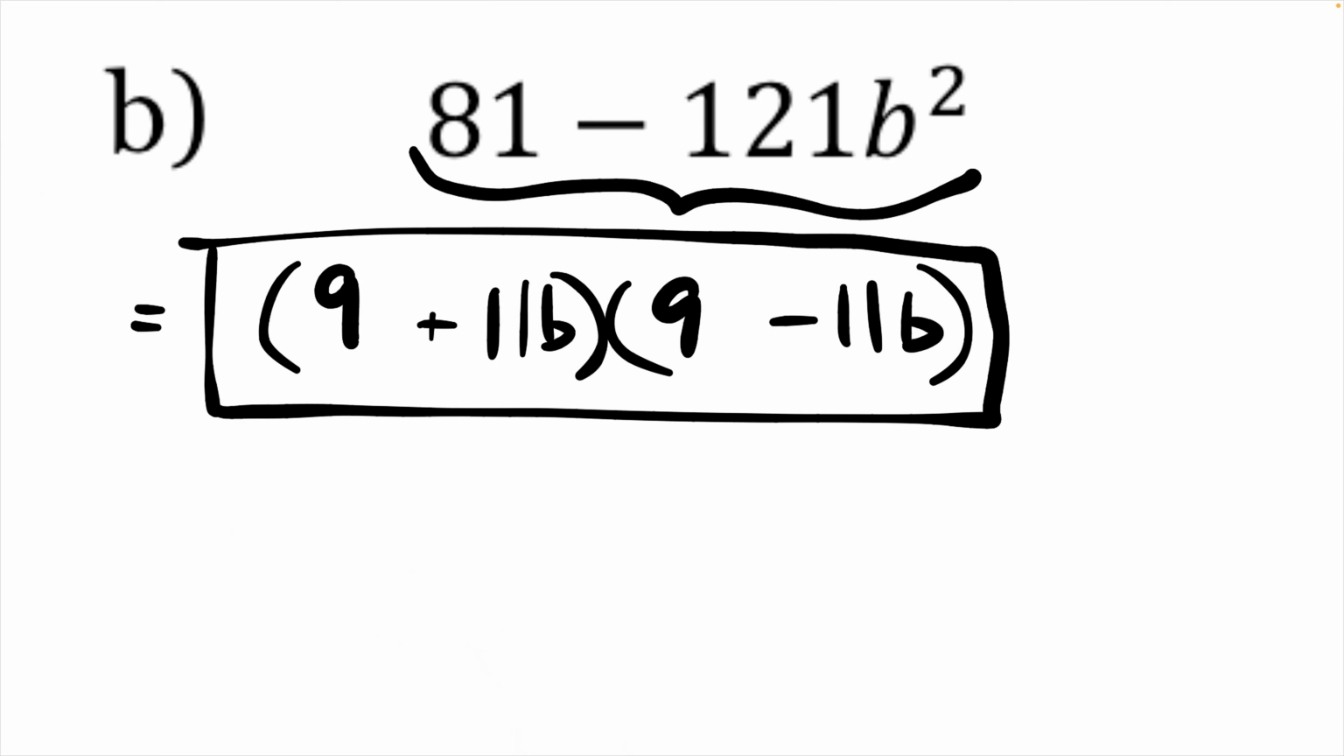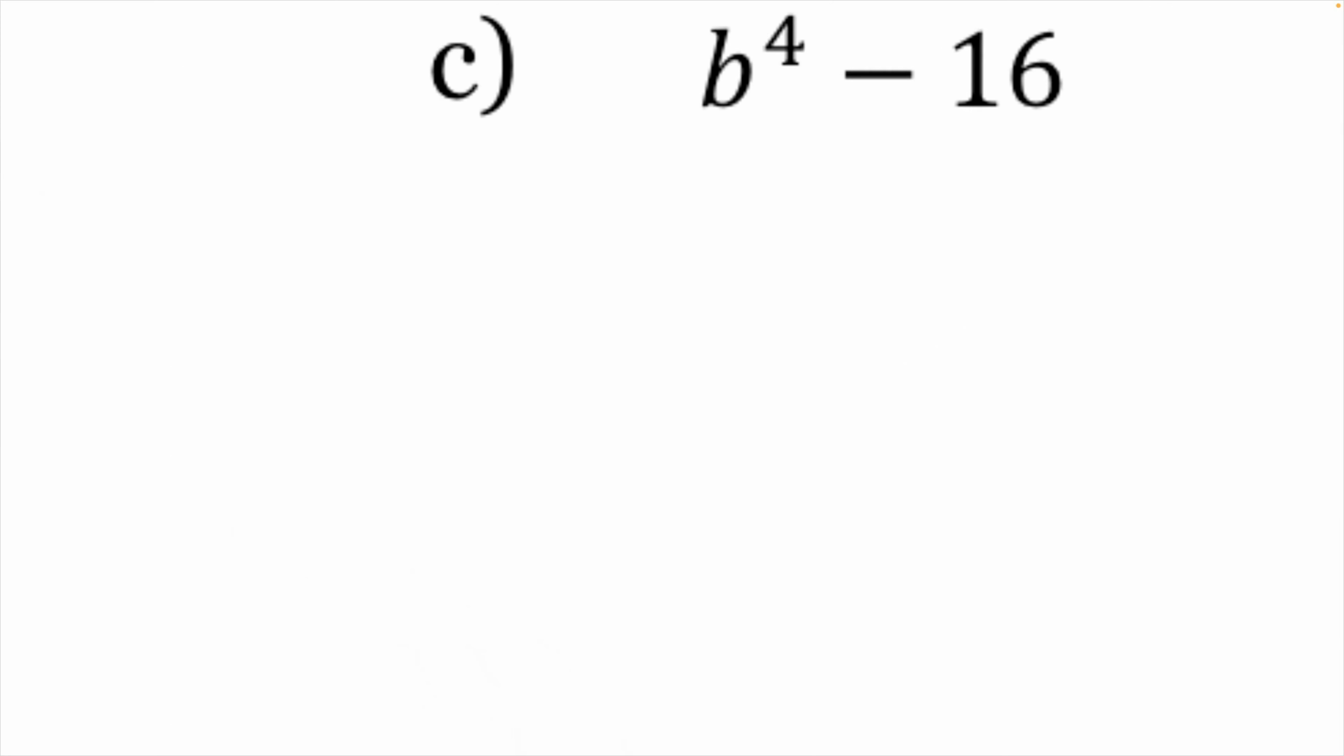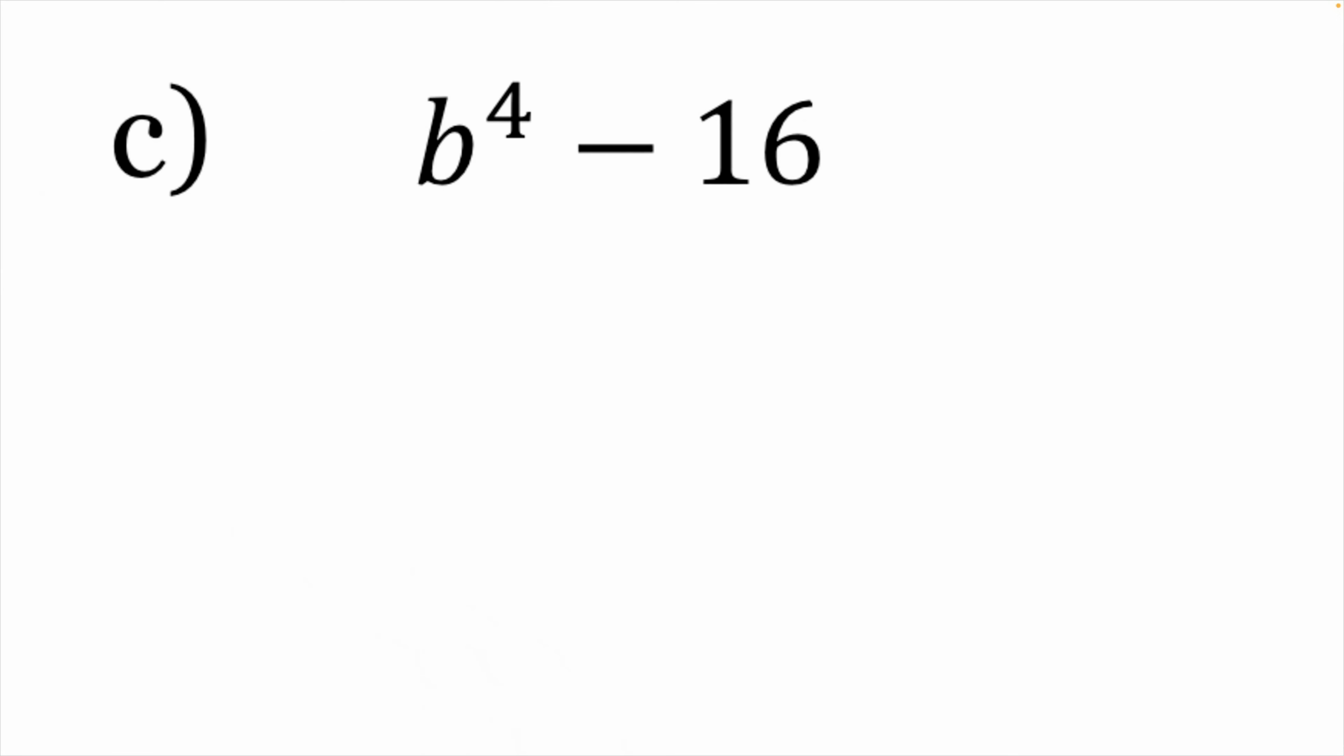Yep. So now let's look at C. Does this guy follow the 3 conditions? Does it have a binomial? Is it a binomial with subtraction in the middle? Check. Is the biggest power even? Yes. Do the numbers have square roots that are whole numbers? 16. Is the square root of 16 a whole number?